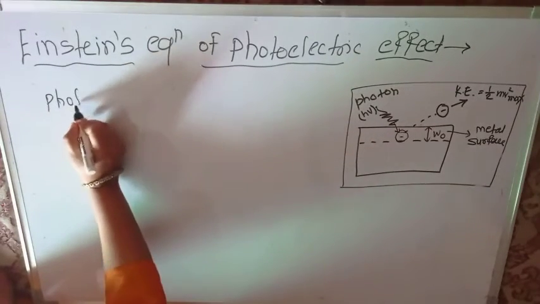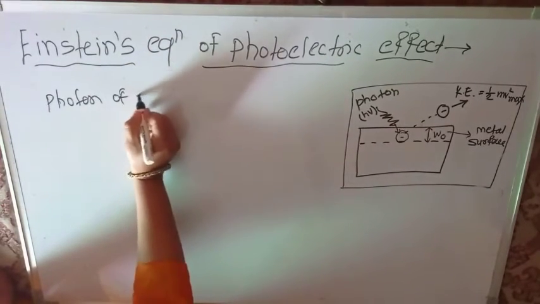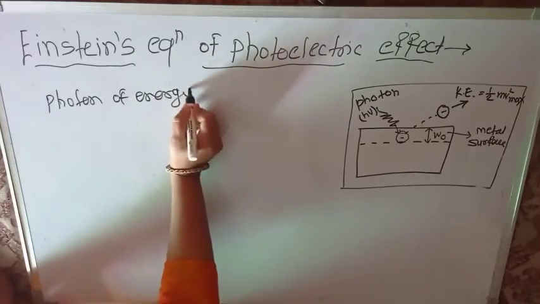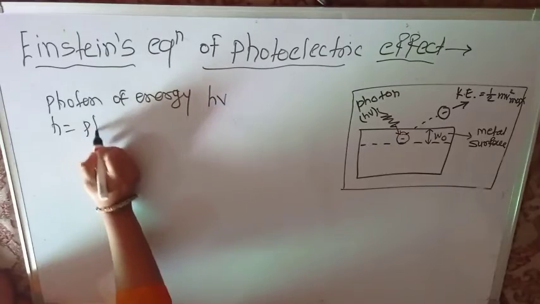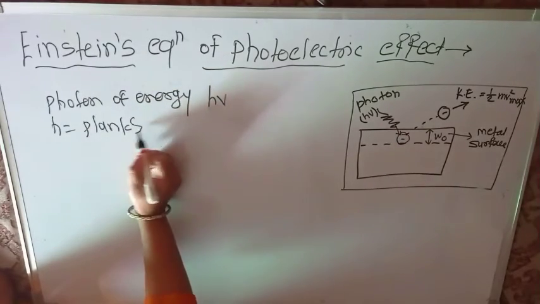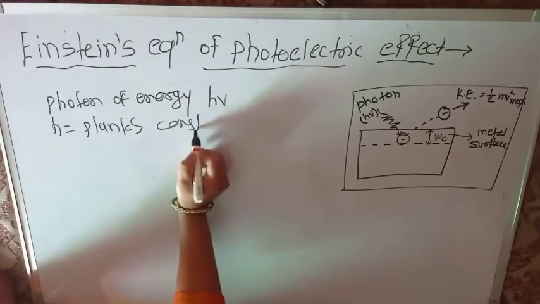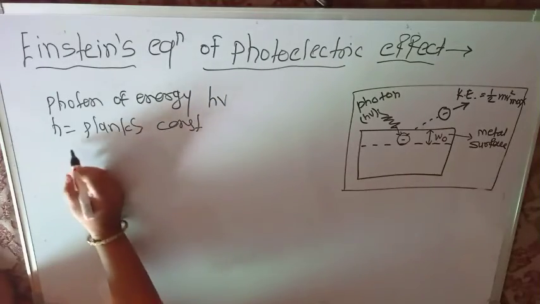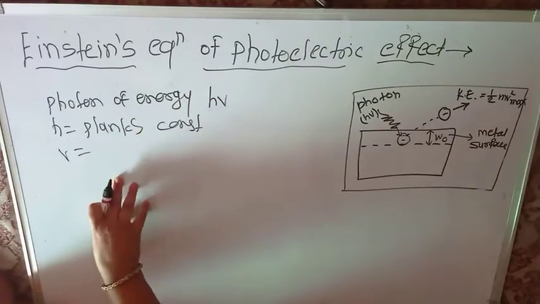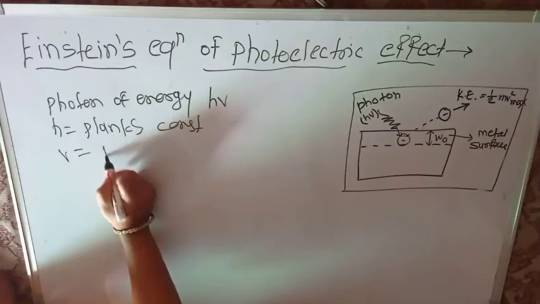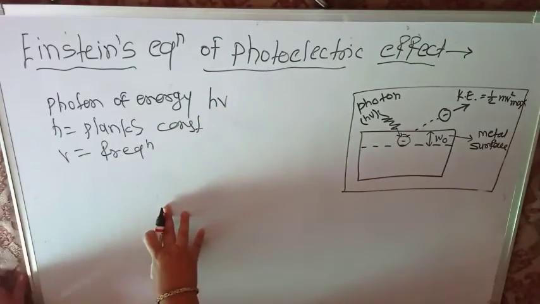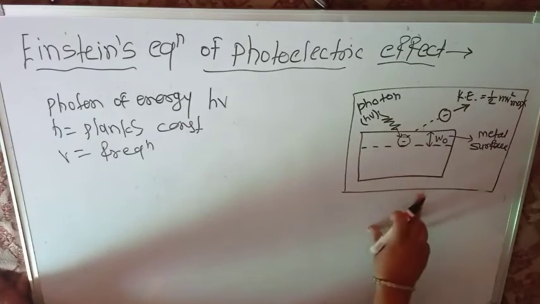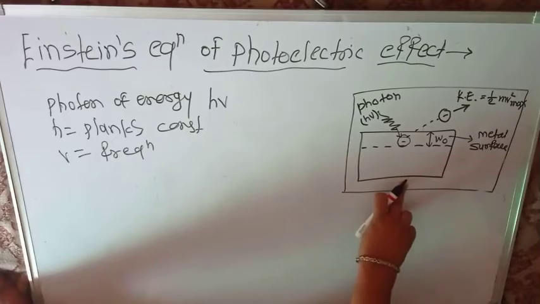Photon of energy hν. h means what? That is Planck's constant. And this ν means what? That is the frequency. This ν is also known as n, that is, the frequency. Okay, now the radiation falls on these metal plates. This is the metal surface.